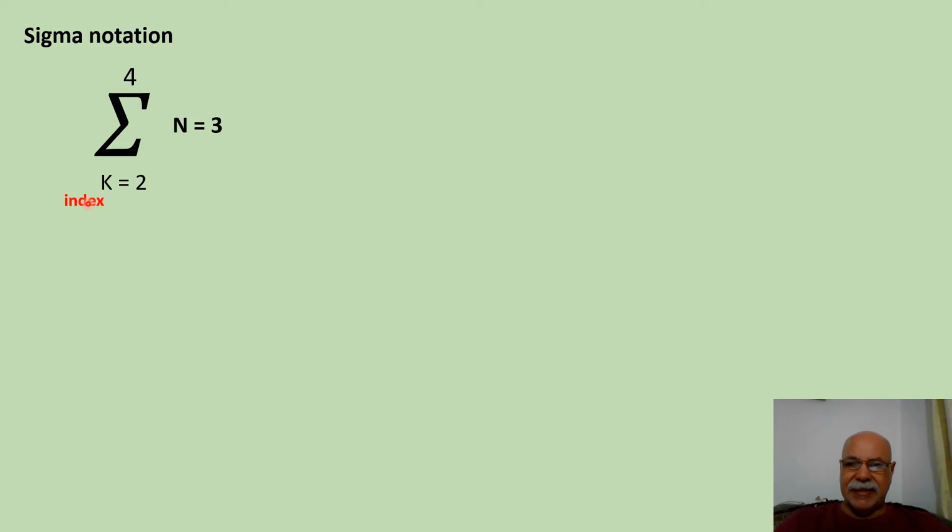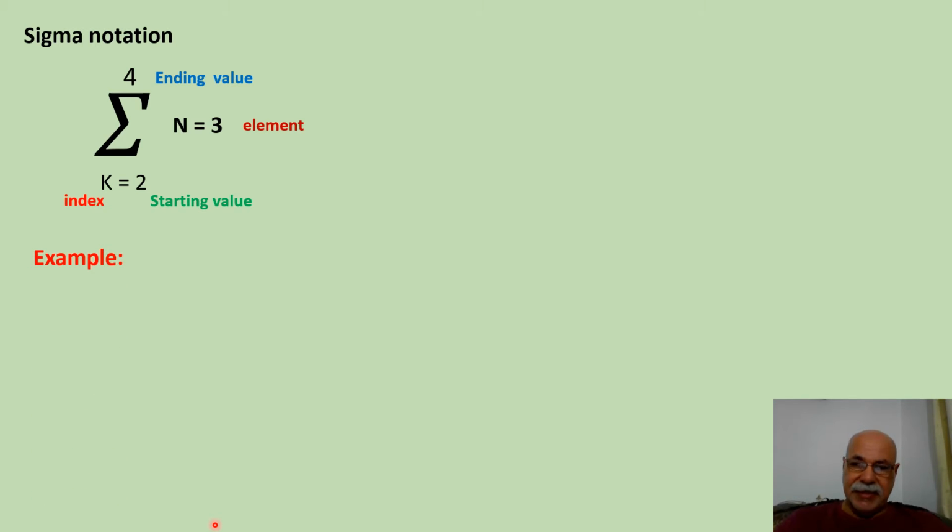So this bottom is an index and this number is the starting value. This is the starting value, and this is the end value, when you want to show how much the result is. And this is the element for this question. This is an example to explain the meaning of sigma and how we use it.